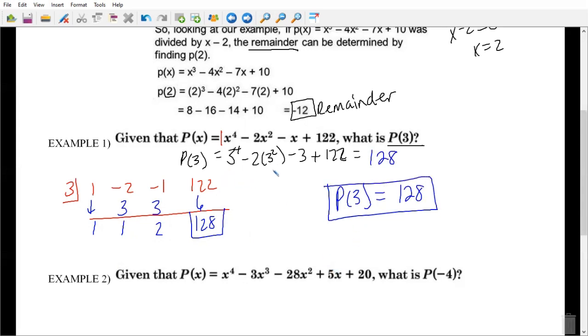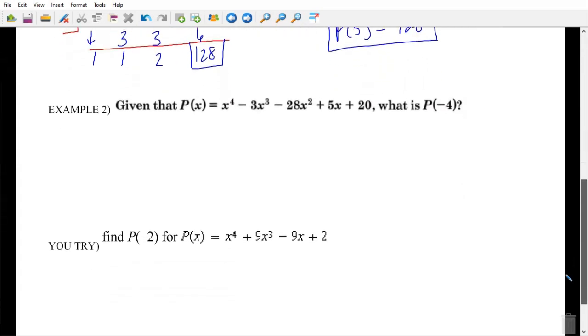So yes, could you evaluate the traditional way? Go for it. But I wanted to show you that you also can utilize synthetic division because of the remainder theorem to evaluate. Okay, let's try another one.